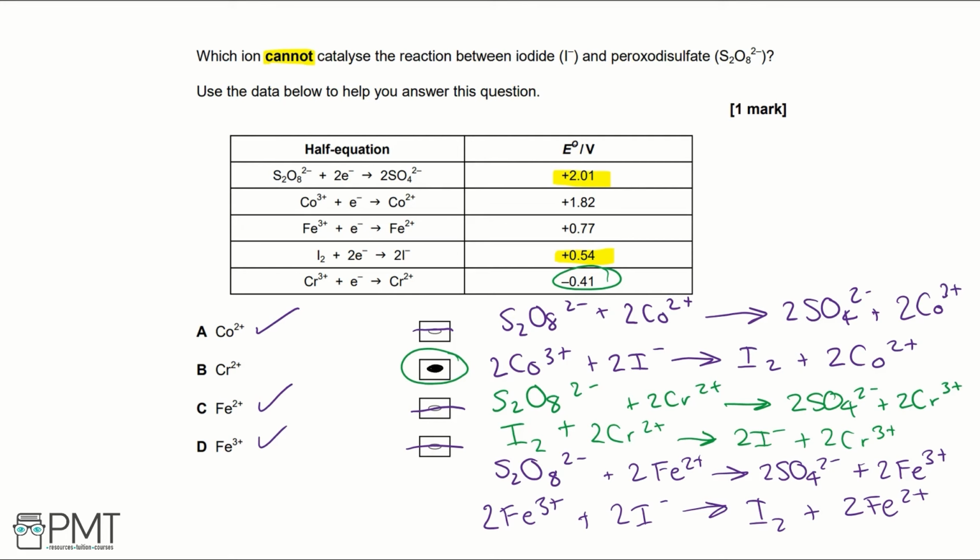Also, the reason that we've multiplied some of the equations by 2 is just so that the number of electrons matches. So with our metals, we have 1 electron in their half equation, but with iodide and peroxydisulfate, we have 2 electrons, which is why we needed to times by 2.